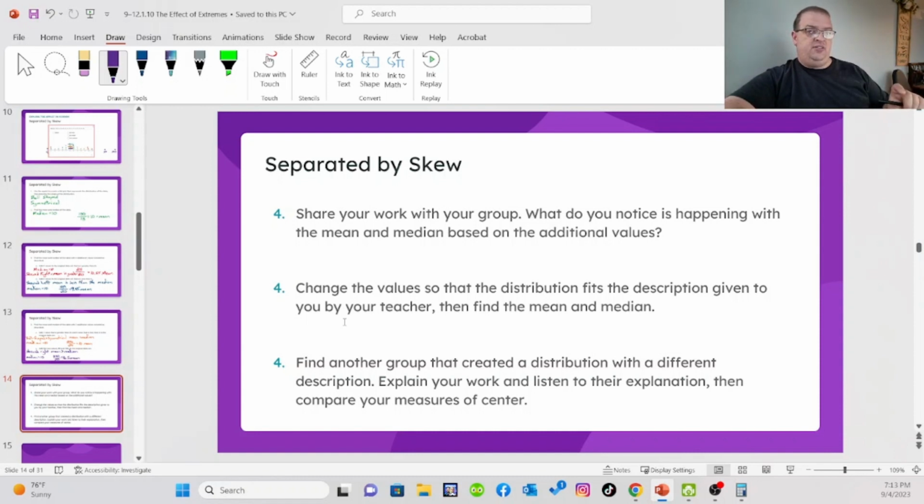Symmetrical data will result in your mean and your median being the same value. Skewed data will result in your mean following the tail. So if it's skewed right, your mean goes to the right and gets bigger than your median. If your data becomes skewed left, the mean follows to the left and gets smaller and becomes less than your median. Those are the important takeaways from this activity.